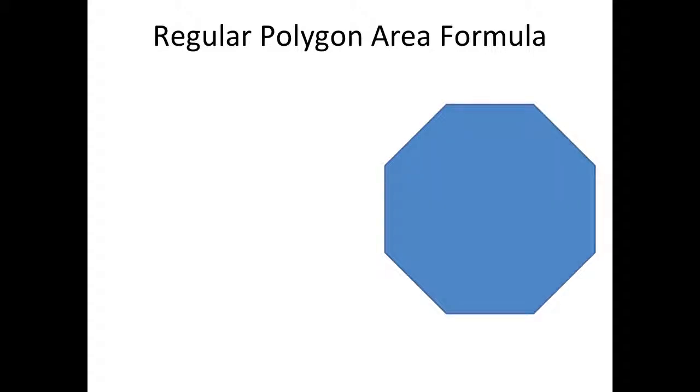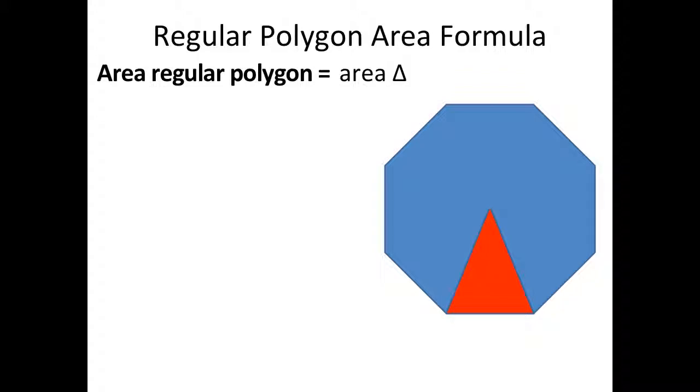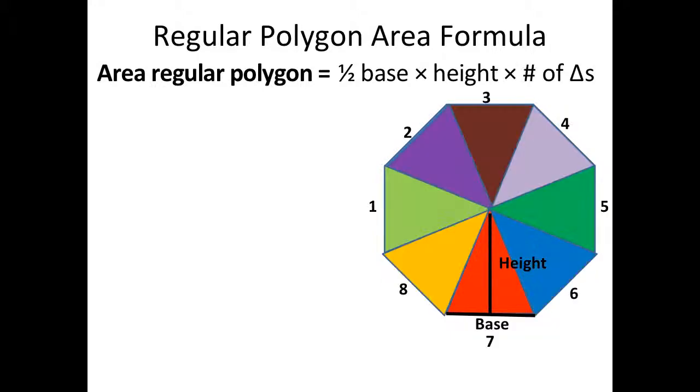Now let's use that fact to come up with a formula. There is a regular polygon, and the area of a triangle is 1/2 the base times the height of the triangle, and then times the number of triangles we have. So in this case we have 8 triangles. We're going to find out the area of one of those triangles and then multiply by the number of triangles, in this case 8.